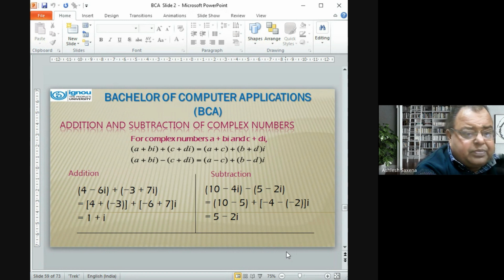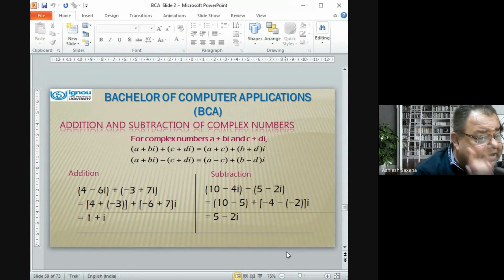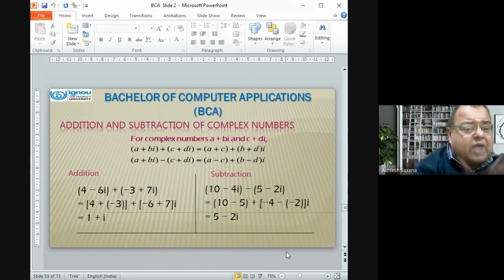As far as subtraction is concerned, the same thing will be done. Real part will be subtracted from the real part, and imaginary part from the imaginary part. The question is 10 minus 4 iota, minus 5 minus 2 iota. Be careful that you are subtracting, so the signs will change. 10 minus 5 is 5, and minus 4 plus 2 will be minus 2. That means your answer will be 5 minus 2 iota.